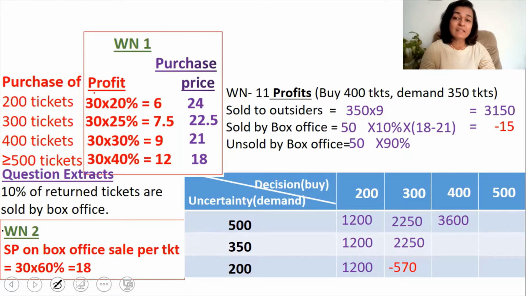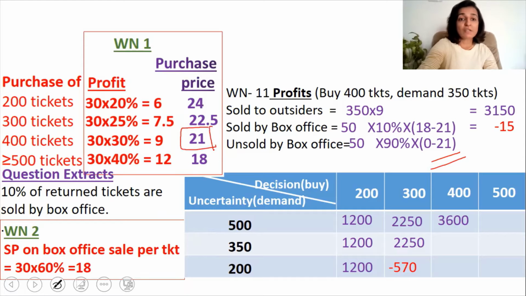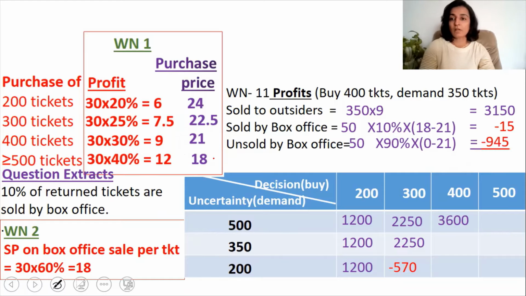Zero. He doesn't get anything. So the profit is 0 minus $21. And what is $21? The purchase price of the ticket. So the net amount comes to negative 945. So the total will be 2,190, and we make a note of that in the payoff table.